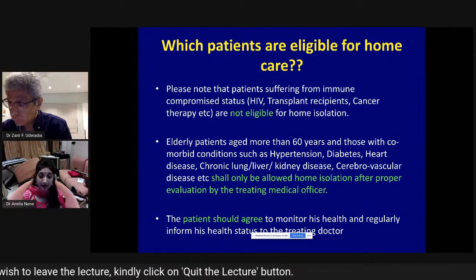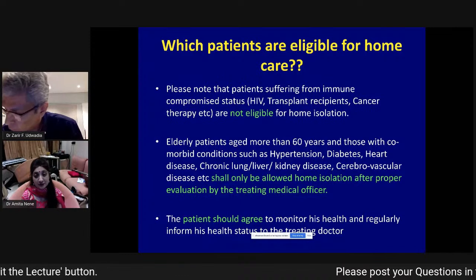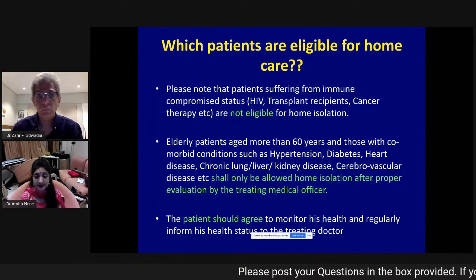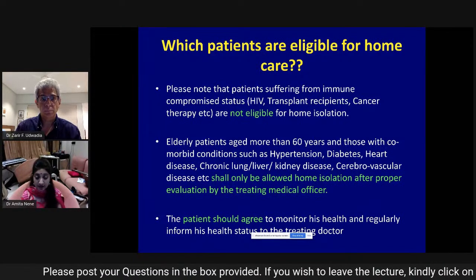So that means while immunocompromised patients are not eligible for home care, those patients who have significant comorbidities could actually be managed at home if we look into certain important factors.